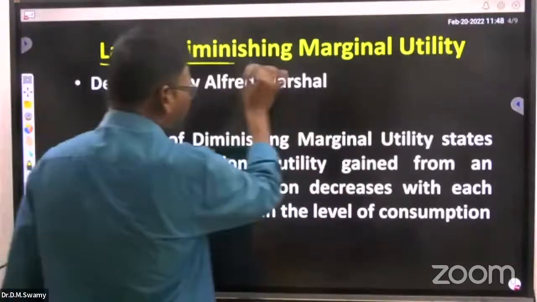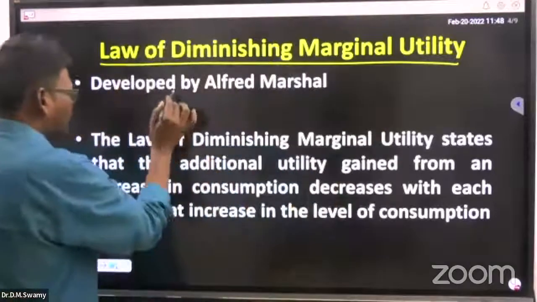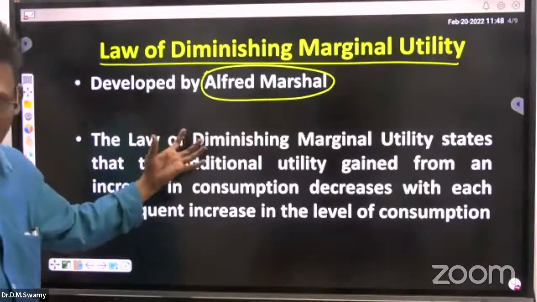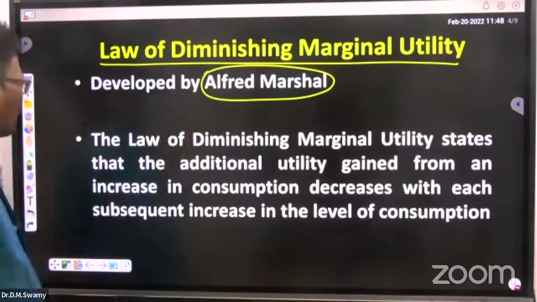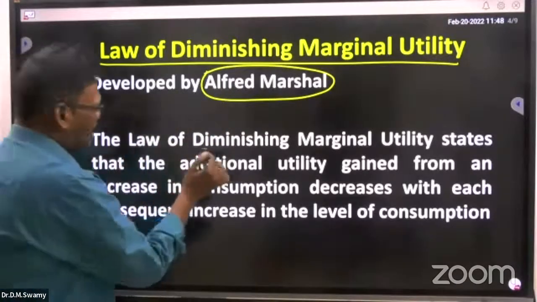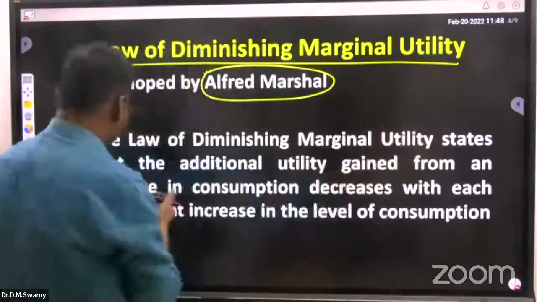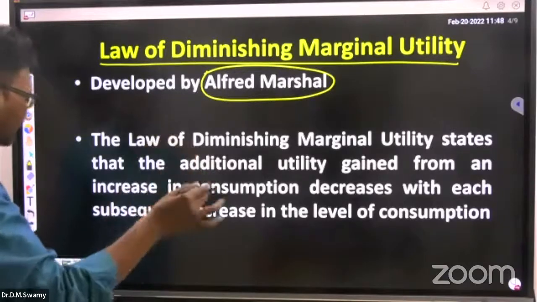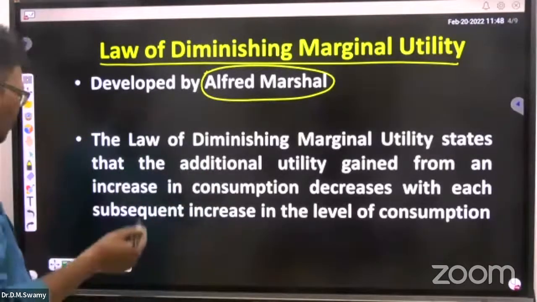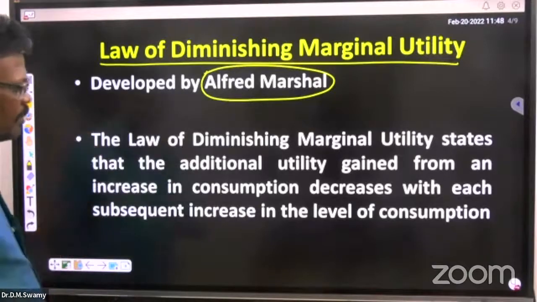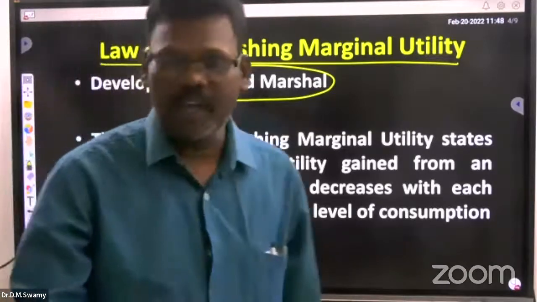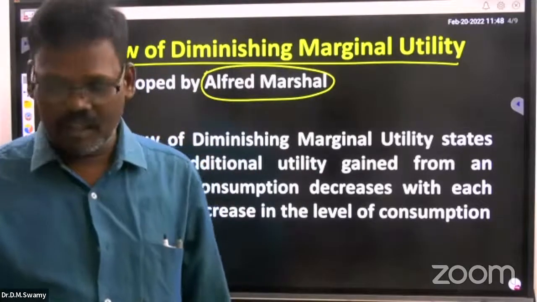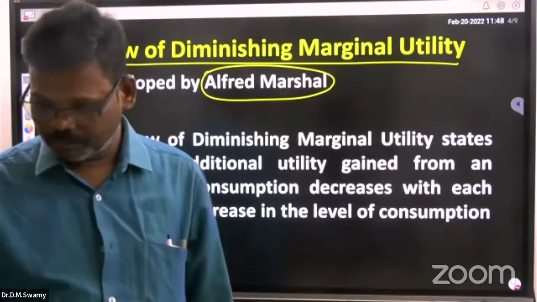This law of diminishing marginal utility was developed by Alfred Marshall. The law of diminishing marginal utility states that the additional utility gained from an increase in consumption decreases with each subsequent increase in the level of consumption. According to this theory, the law of diminishing marginal utility.